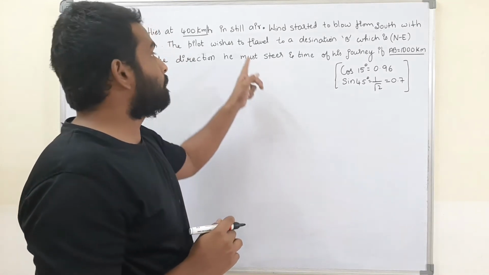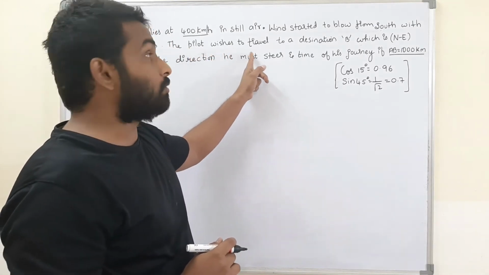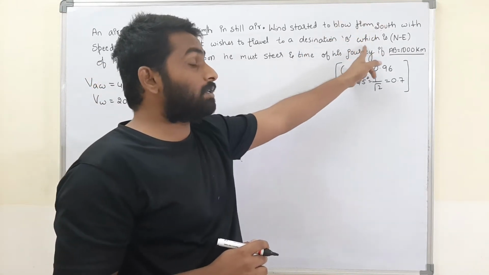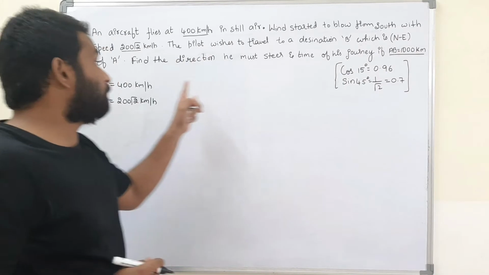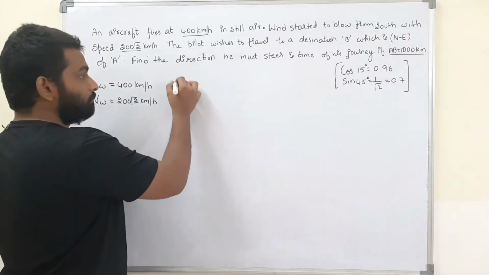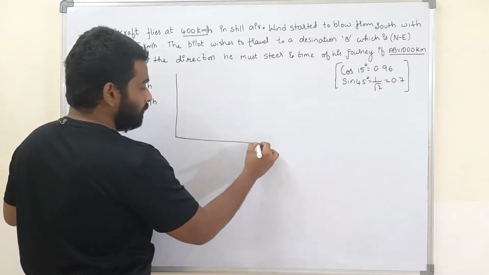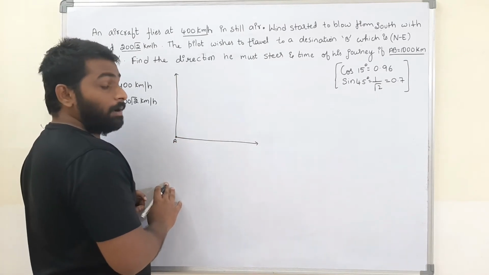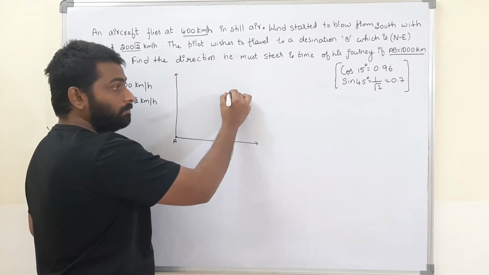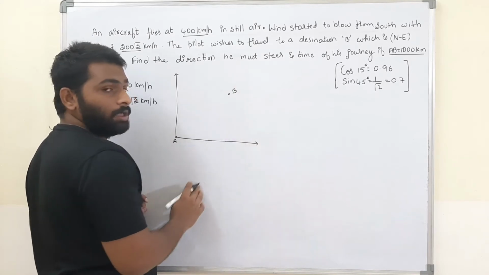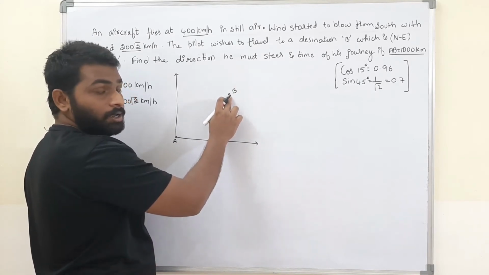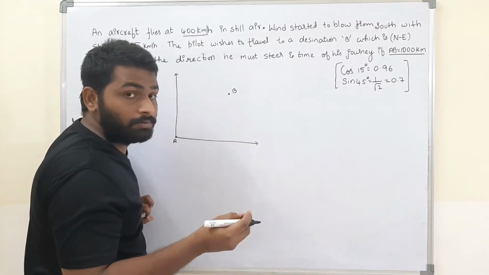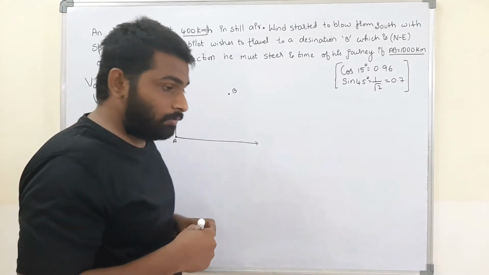What do we want to find now? The pilot wishes to travel to a destination B, which is northeast of A. That means this is the point A, and the pilot wants to travel to a point B. That is the B destination, and I want to travel in this direction. Therefore, what will be the velocity of the aircraft? I want to move from here to there.